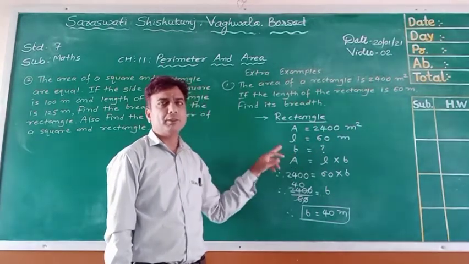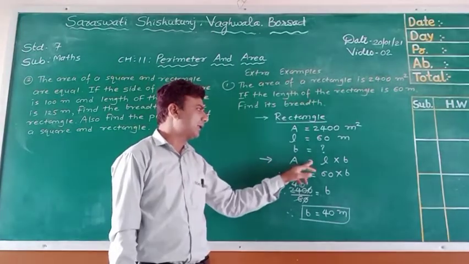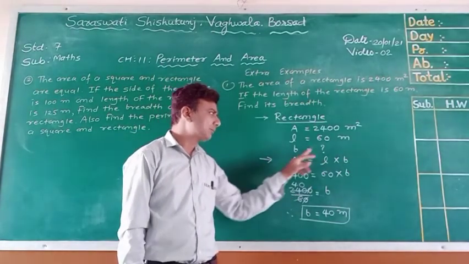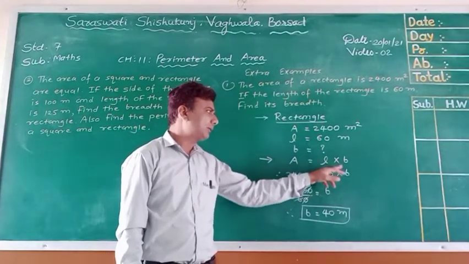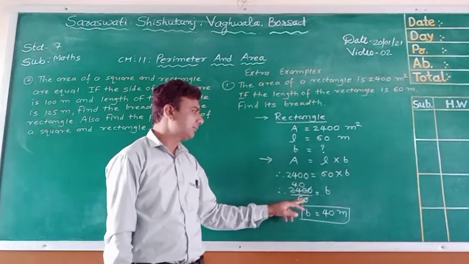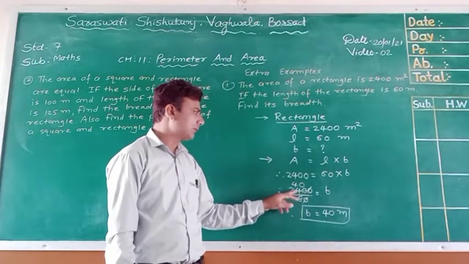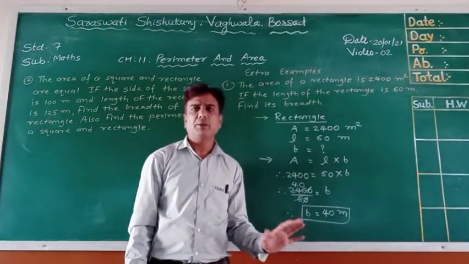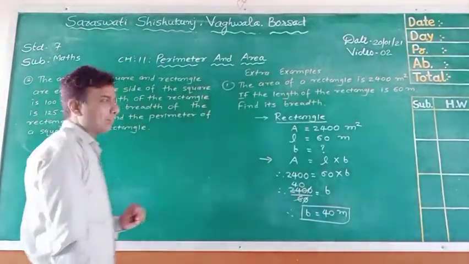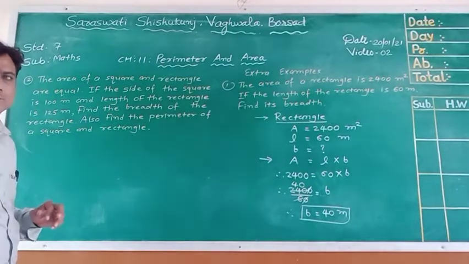So simple, we use the formula: area of rectangle equal to L into B. Area is 2400, length 60, multiply B. 60 is going downside, 0 0 cut, 6 4s are 24, and 4 0 is 40. So the breadth we got here is 40 meter. Okay beta. Now next is sum number 2.